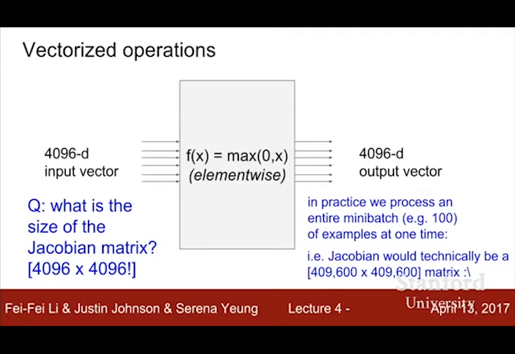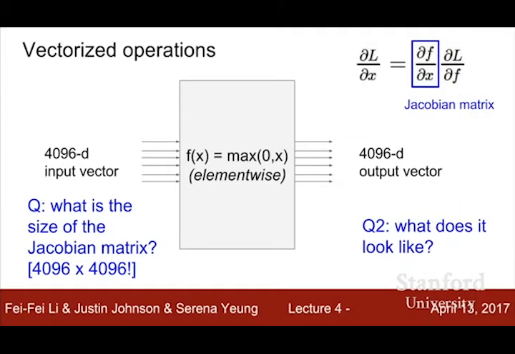So in practice, though, we don't actually need to compute this huge Jacobian most of the time. And why is that? What does this Jacobian matrix look like? If we think about what's happening here, where we're taking this element-wise maximum, and we think about what each of the partial derivatives are, which dimensions of the inputs affect which dimensions of the output? What sort of structure can we see in our Jacobian matrix?